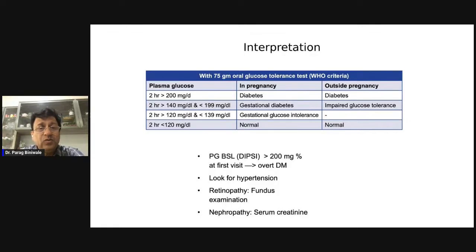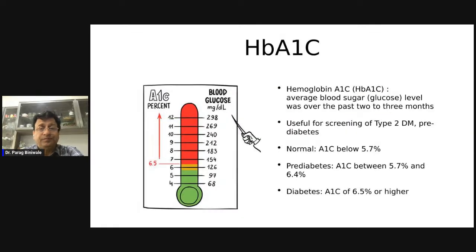However, if the value is more than 200, then possibly we are dealing with a woman who has overt diabetes mellitus. It was somehow missed, and now we are diagnosing it for the first time when she's pregnant. So, in such women, we have to look for hypertension, look for nephropathy. Fundal examination is important to rule out retinopathy.